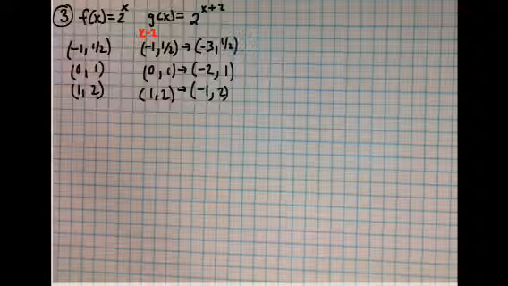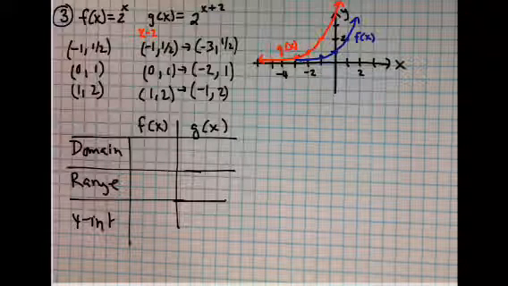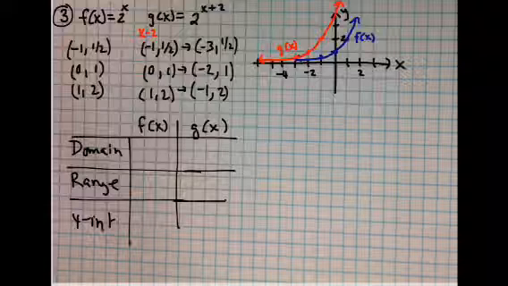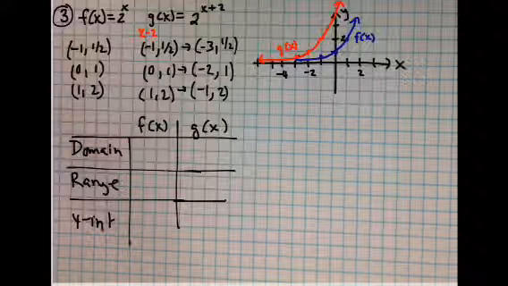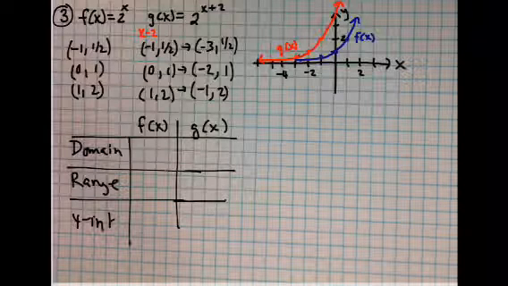So what's happening is this graph, g of x, is translated to the left 2 units. And now we're going to graph it. Okay, so here we see the blue and the orange graphs. The blue is the parent function. So g of x is translated 2 units to the left. So now we're going to answer the domain, range, and y-intercept.